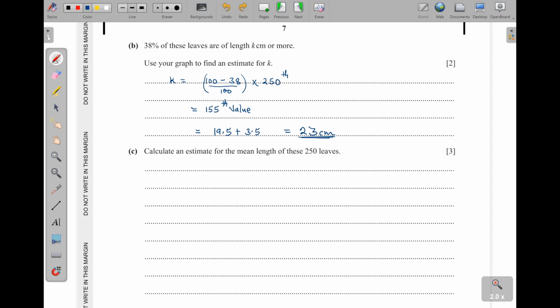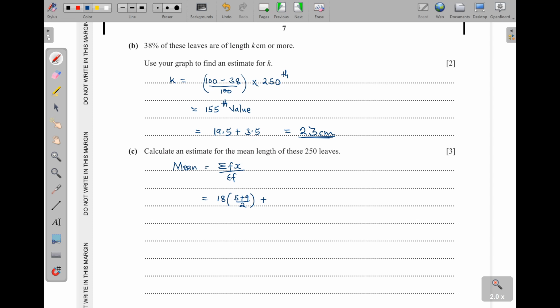Then part C, calculate an estimate of the mean length of these 250 leaves. Now what we do here, mean, we know that it is equal to summation of f x over summation of f. So how do we get the x? x is the mid value. So we have 18 as the first frequency. Then the mid value is 5 plus 9 over 2. Since we don't know the individual data points, the x here is going to be the average of those data points in that given group.